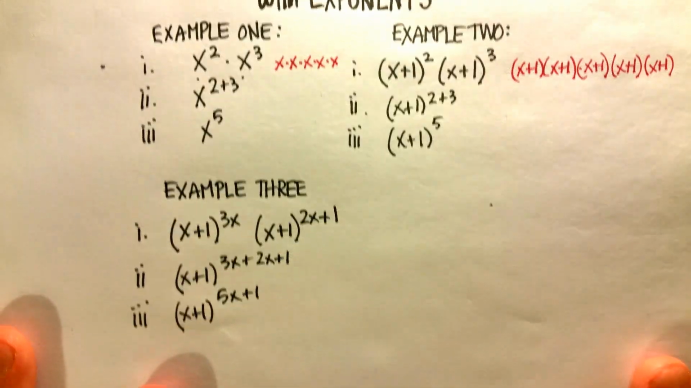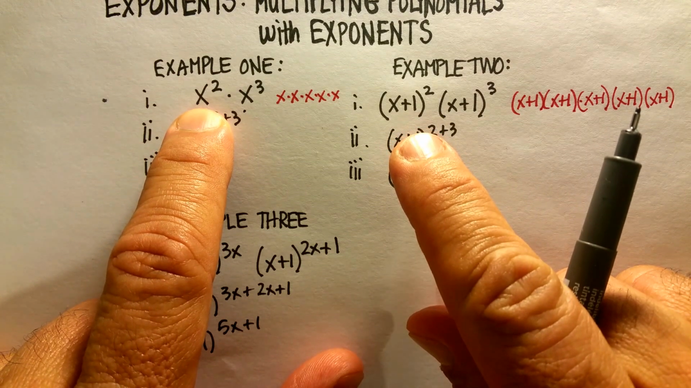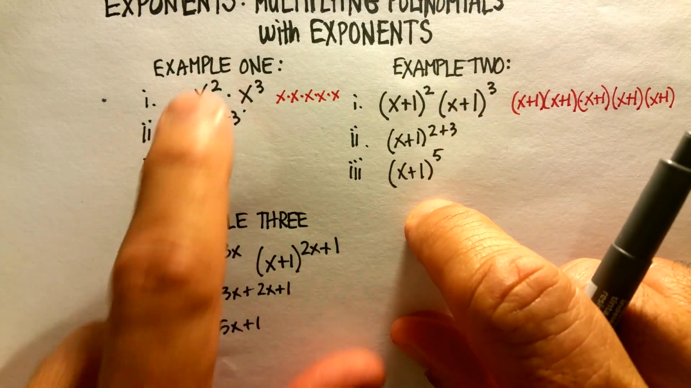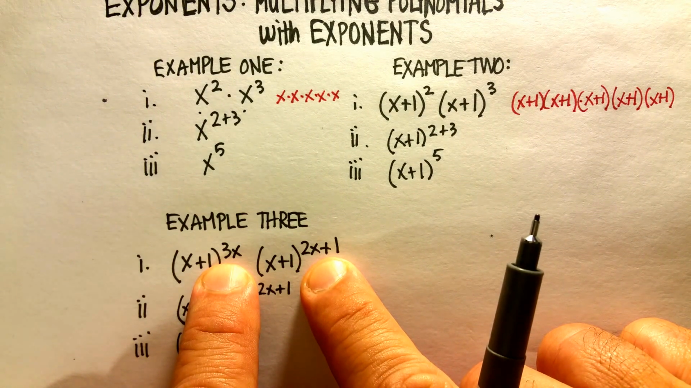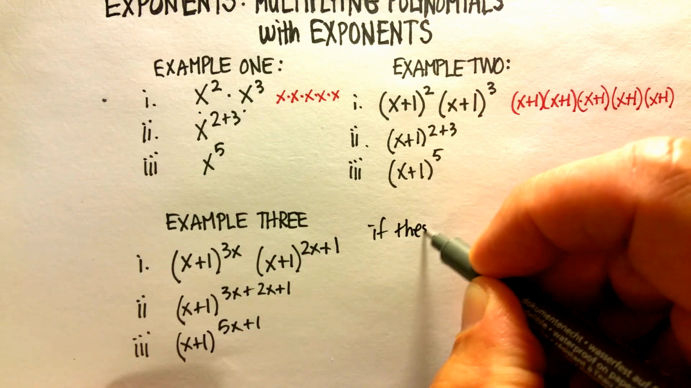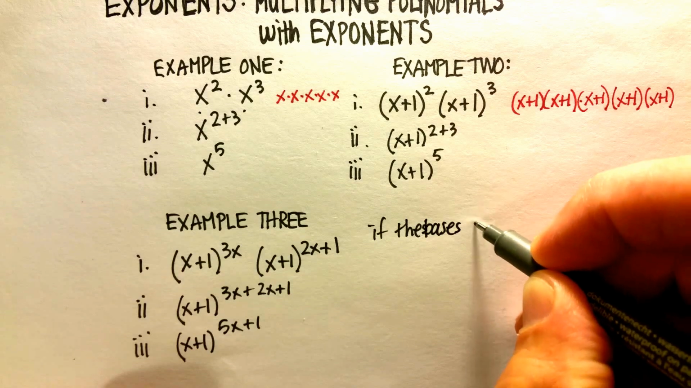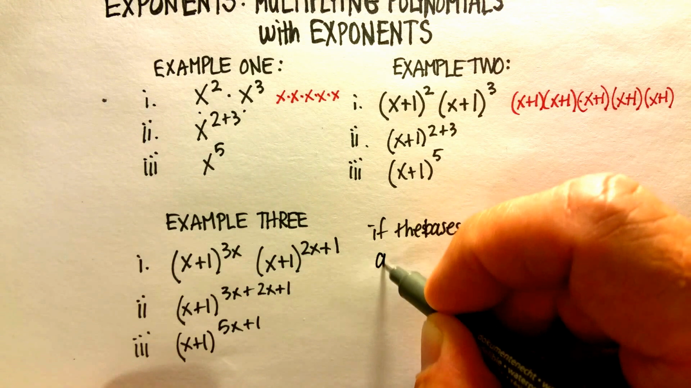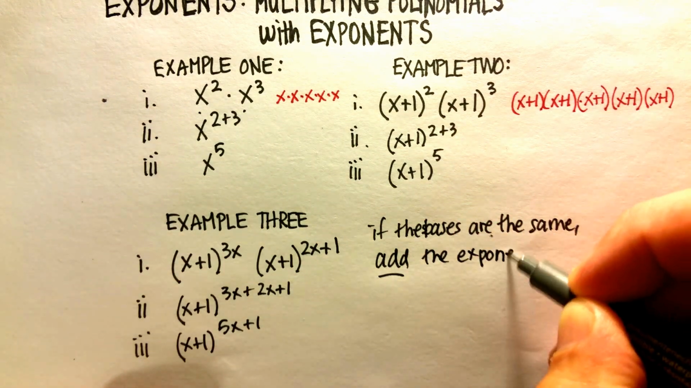Okay, so again, don't be confused if the bases change from single terms or digits to polynomials. Also, don't be confused if the exponents change to polynomials themselves. The rule still holds. If the bases are the same, add the exponents. Okay, I hope that was helpful.